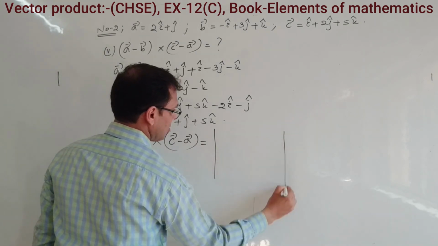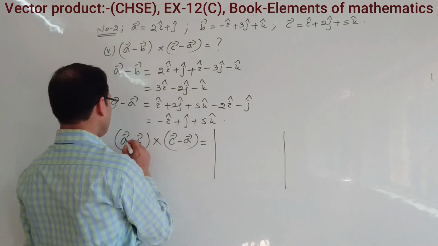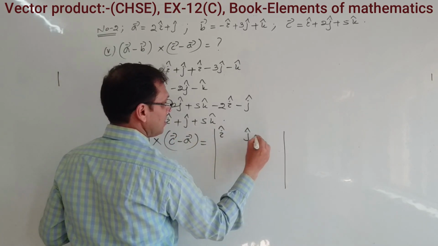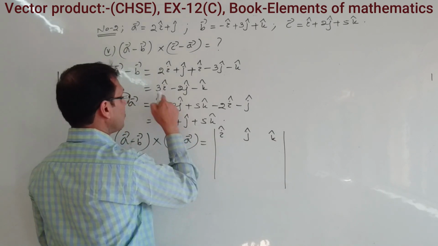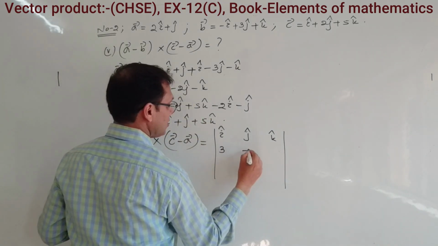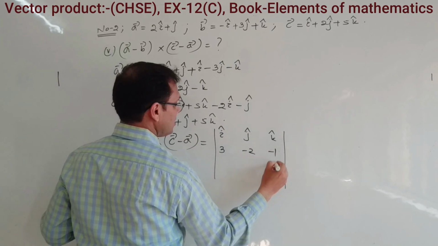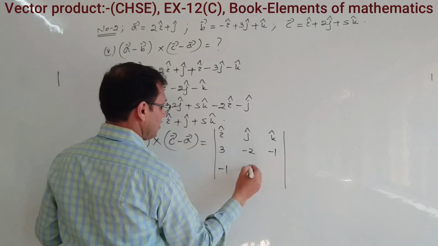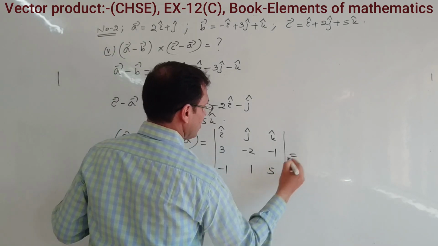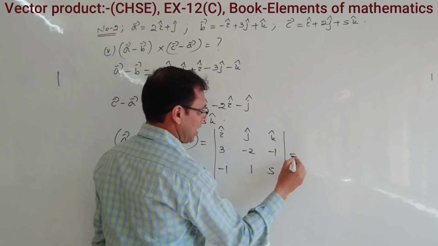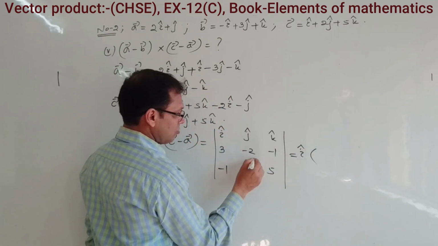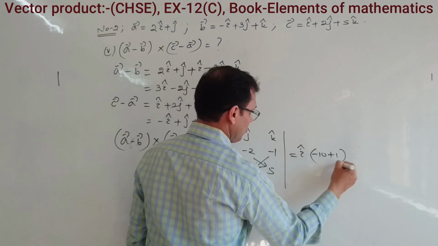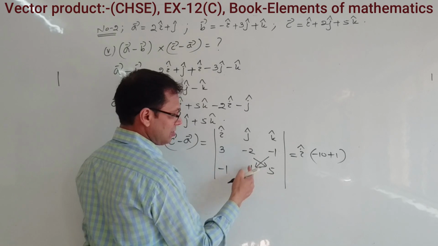That is nothing but the determinant of component vectors. So a minus b is how much? First you have to write i cap, j cap and k cap. Ith component is 3, jth component is minus 2, kth component is minus 1. And c minus a is minus 1, and this one is 1, this one is 5. So this is nothing but i whole into minus 10 minus minus 1, that is minus 10 plus 1.